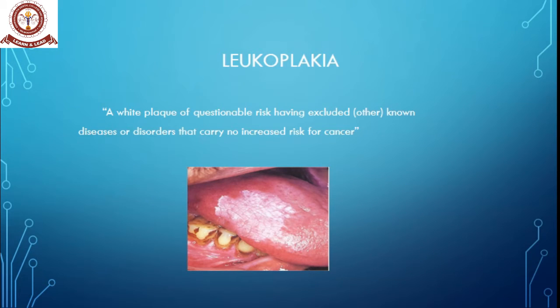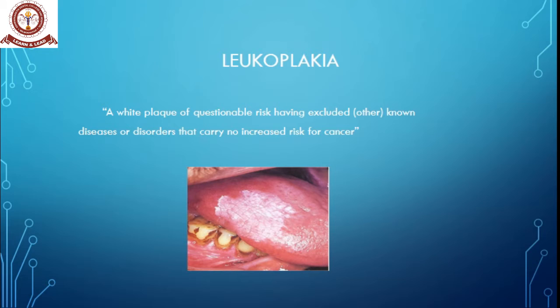Leukoplakia. Leukoplakia can be defined as a white plaque of questionable risk, having excluded known diseases or disorders that carry no increased risk for cancer. To put it in simple words, this is a white plaque, and there is a list of lesions, also white in color, which don't carry any risk of cancer. So these must be excluded, and it also has a questionable risk in relation to the patient's history.